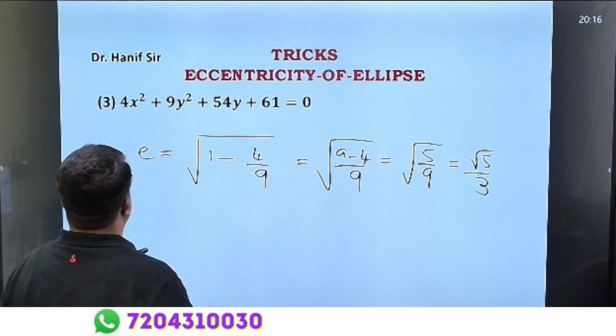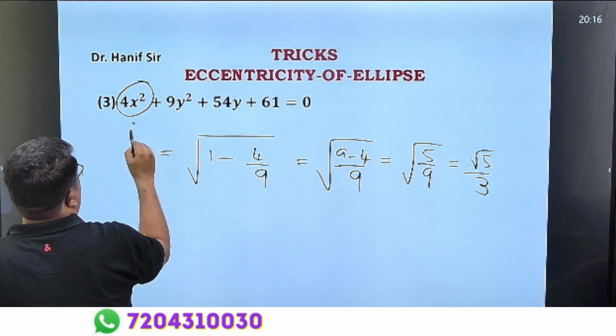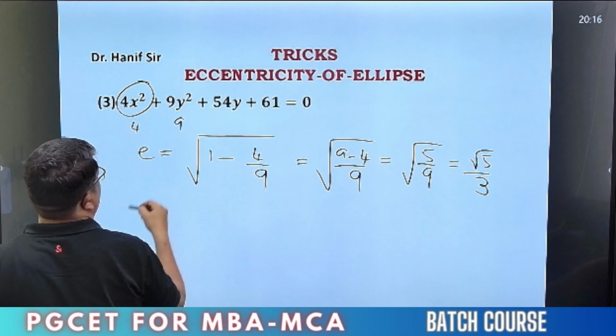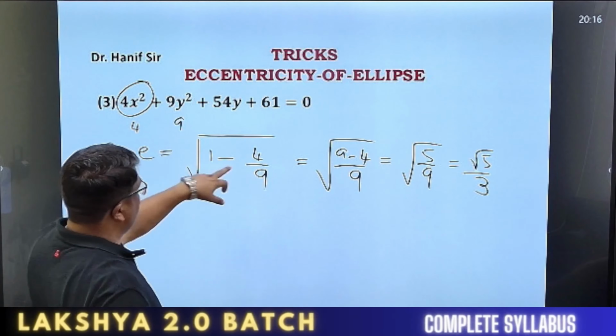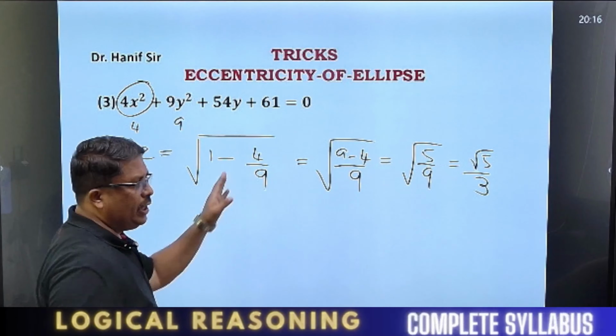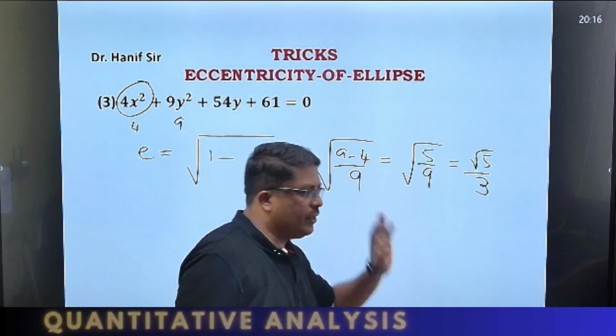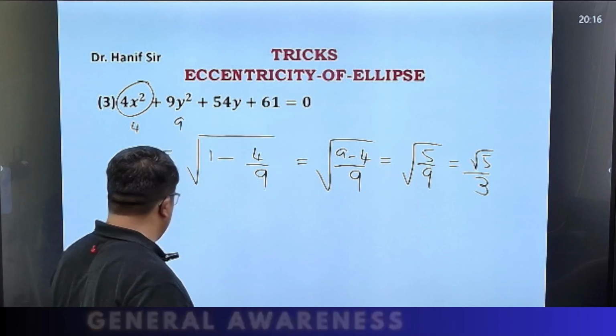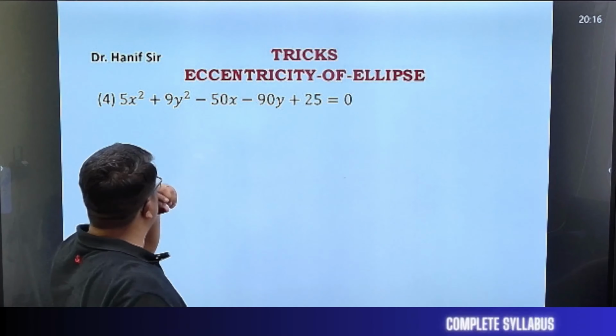Yes. So here also the coefficient of x square is 4 and y square is 9. So 4 is less. So I have done 4 divided by 9. So this is the answer. I hope all are following. So now coming to this.